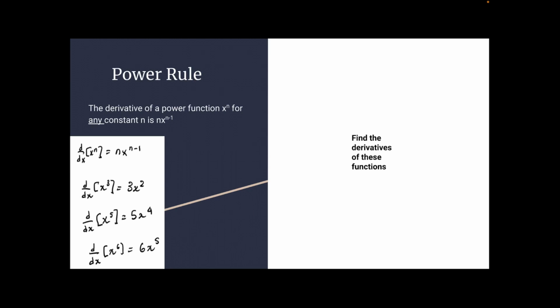The derivative of x to the fifth, you bring the 5 out, it's 5 times x to the 5 minus 1, 5 times x to the fourth. And finally, you have the derivative of x to the sixth, you bring the 6 out, so it's 6 times x to the 6 minus 1, or 6x to the fifth.